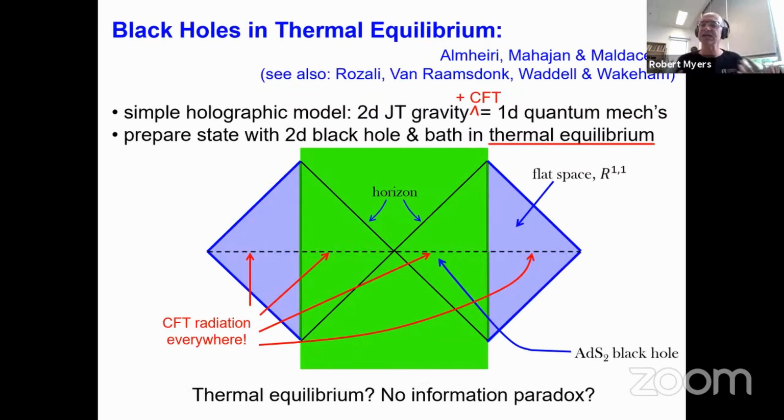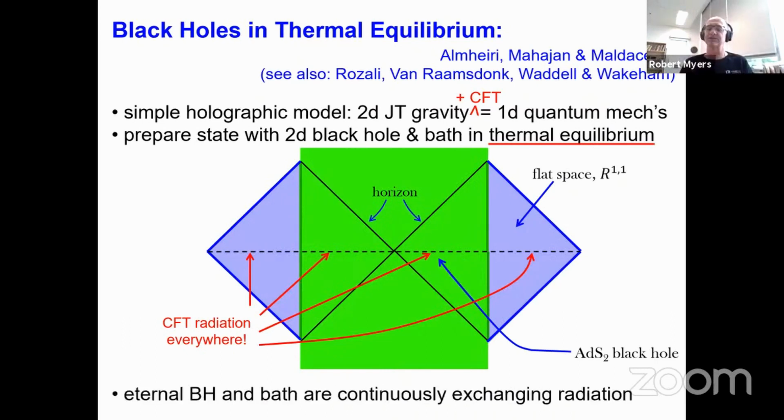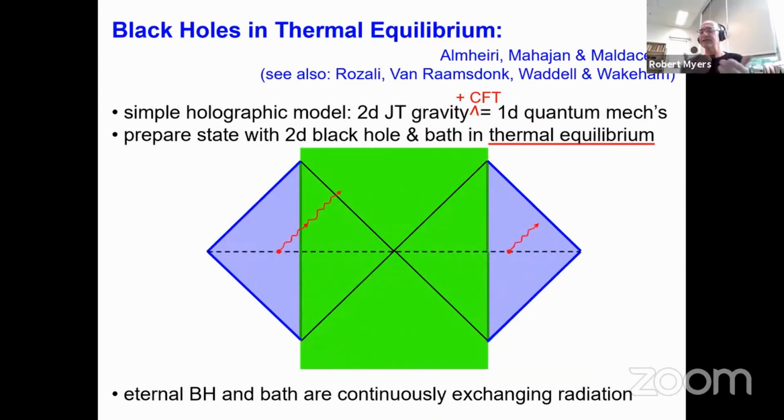Now, if nothing is changing, one might ask, I'm in thermal equilibrium, where is the information paradox? But of course, it comes from what I was talking about before, which is that at a microscopic level, the gravity region or the black hole and the purple regions, the bath, are continuously exchanging quanta. And so, for example, I might think about two quanta that are initially in the thermofield double state or in the bath. These two quanta can be correlated.